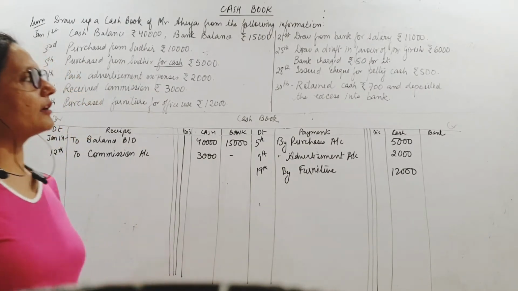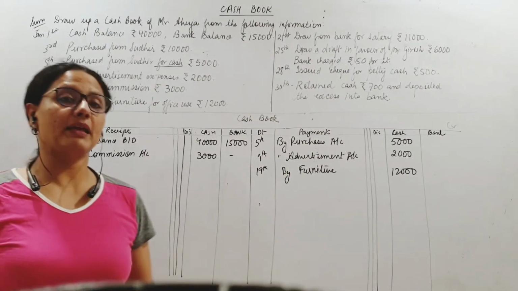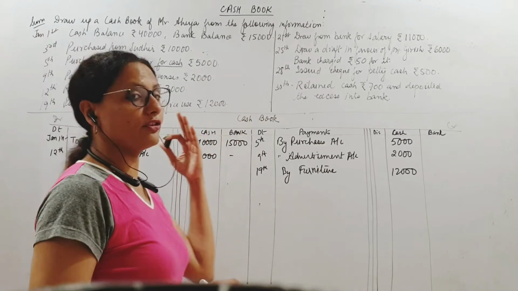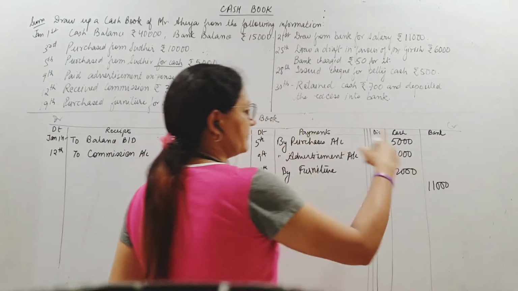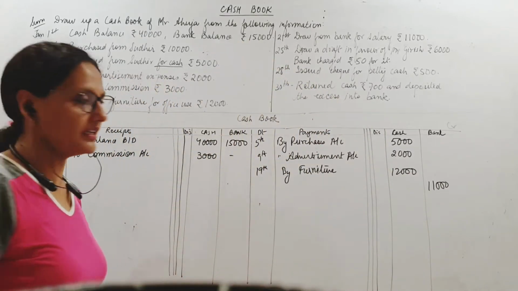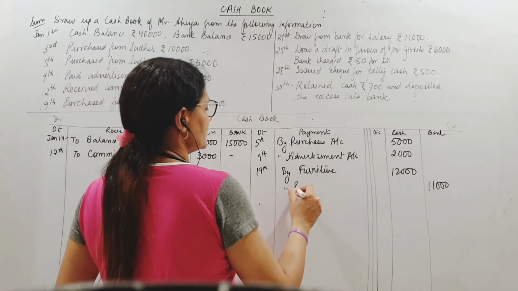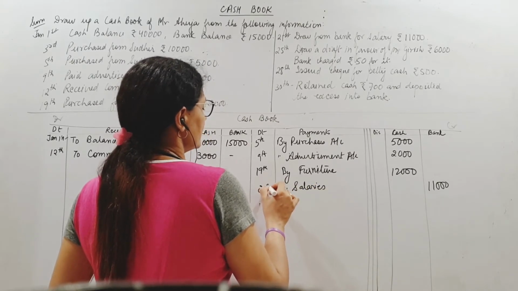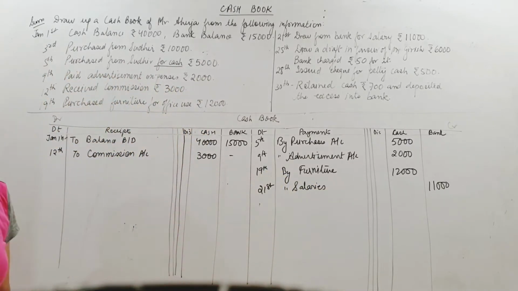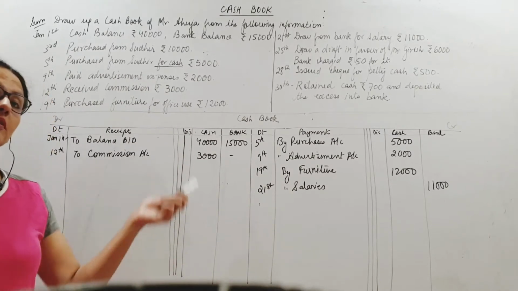21st, drew from bank for salary. Okay, so we are making a payment for salary and we are drawing from bank. So this amount should come in bank, payment side, bank column, right? So my bank balance is reducing, so I will write here by salaries, 21st. 11,000 gone from the bank account.